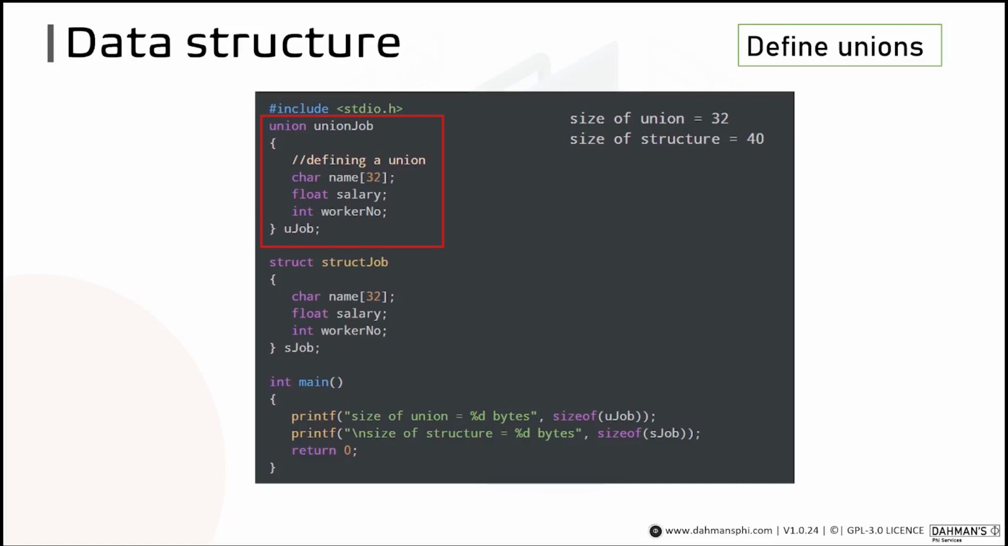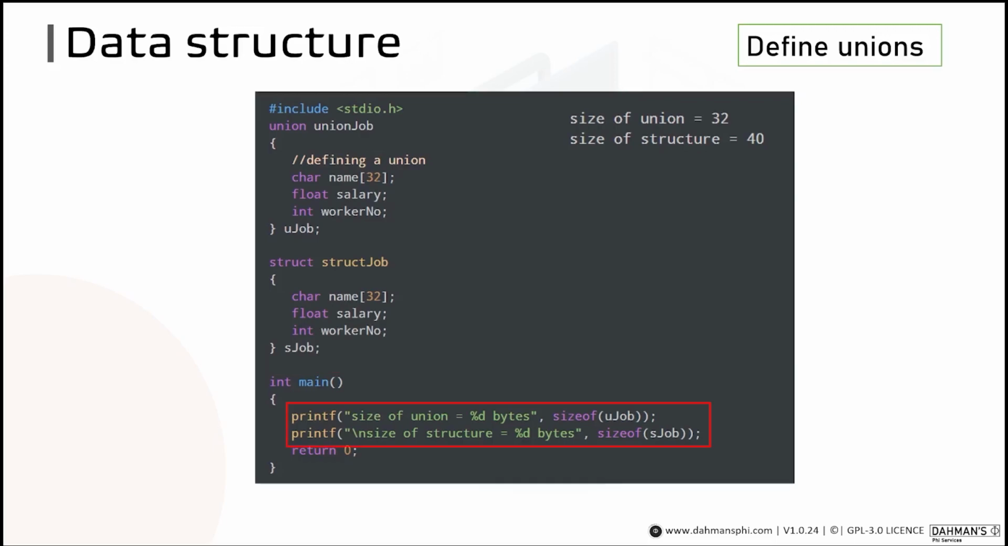And we call the U job. That implies the union job. This is the first variable we define. And then we define a struct. We call it struct jobs to make it different from the union job. And the exact same thing: three variables of character array, size 32, and float salary, and integer work number.